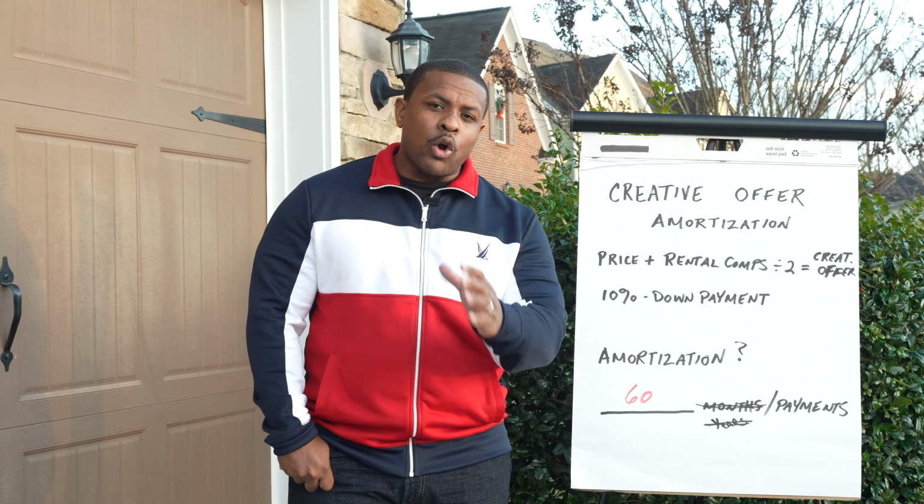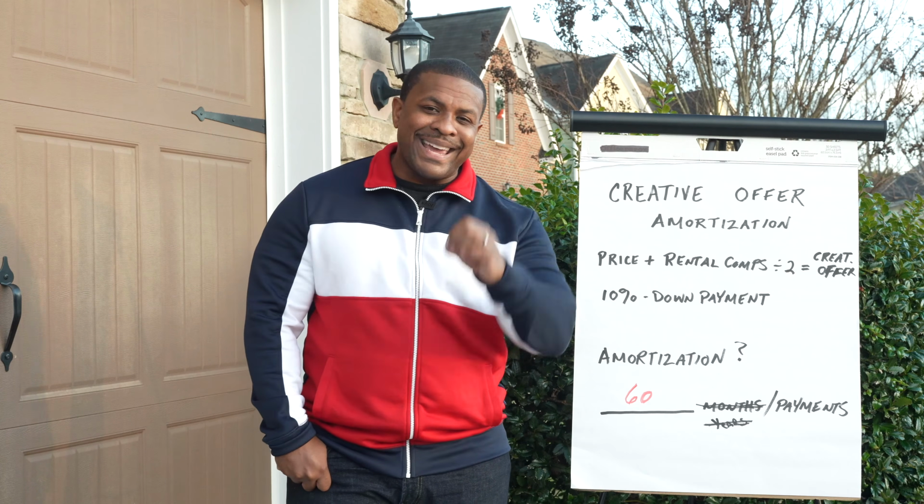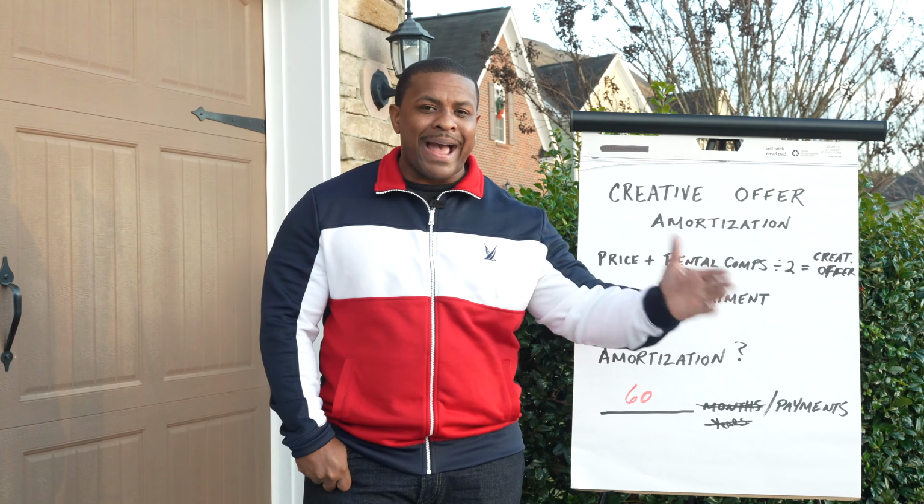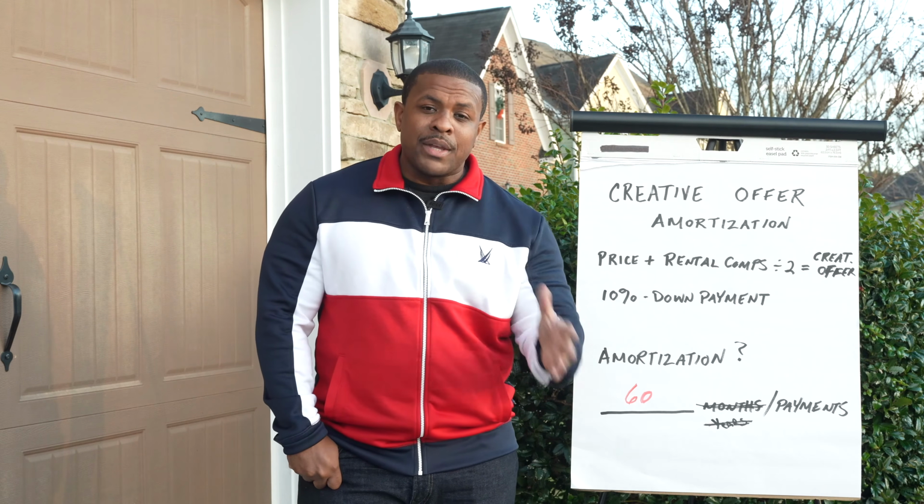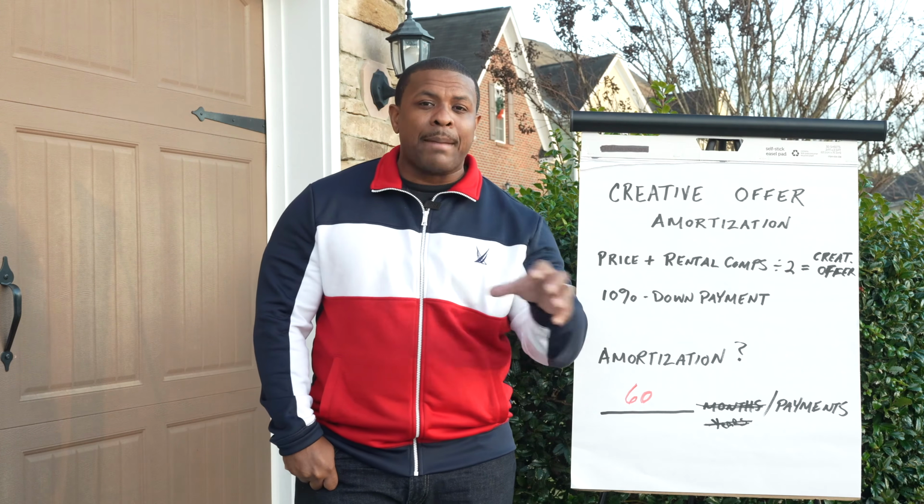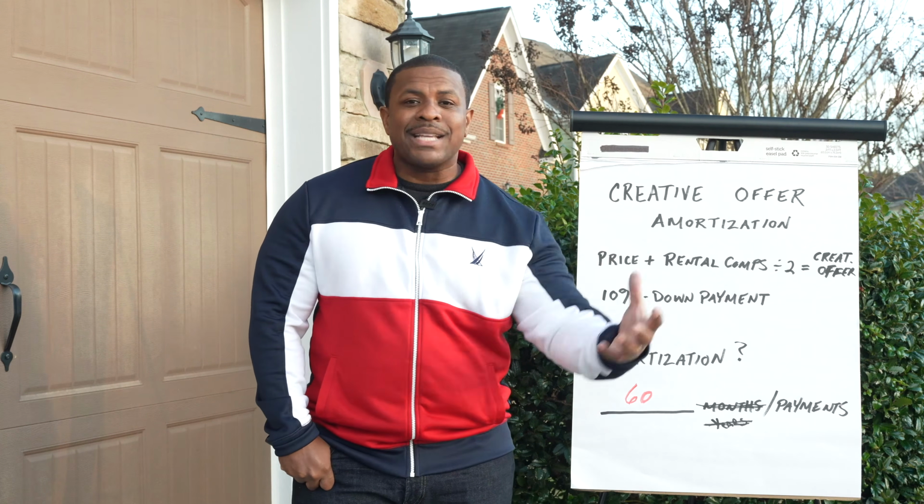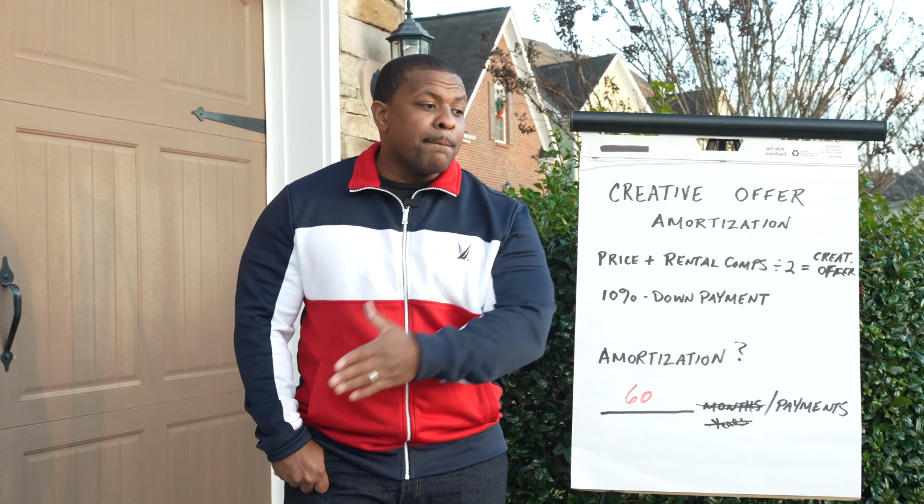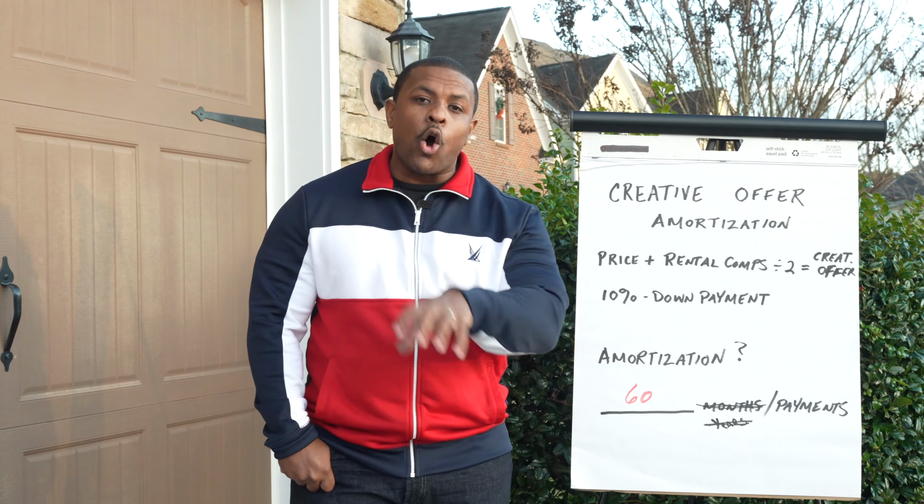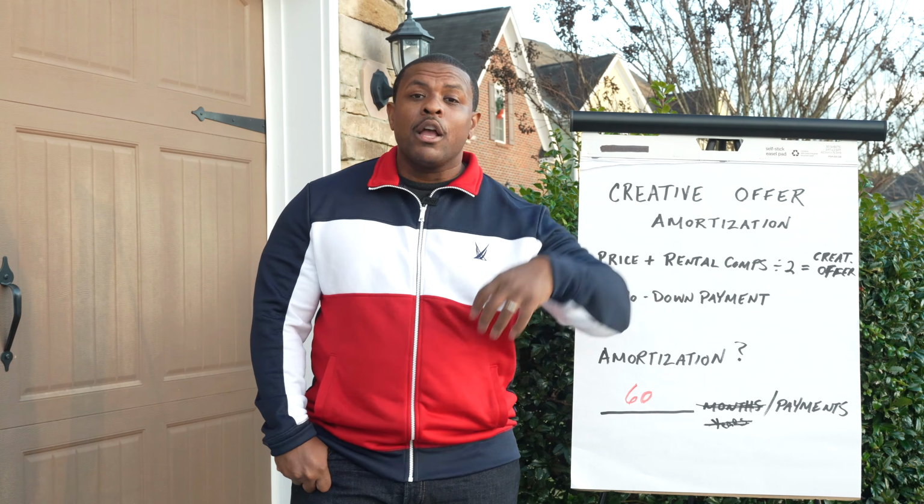For those of you who don't know what an amortization period is, in its simplest form, it's basically the amount of time that you have to pay off the loan on a property. So if you were to get seller financing on a property for, let's say, 10 years, then your amortization period on that property is 10 years. If you were to get seller financing for 30 years, or you get a mortgage on a property for 30 years, your amortization period on that property would be 30 years.